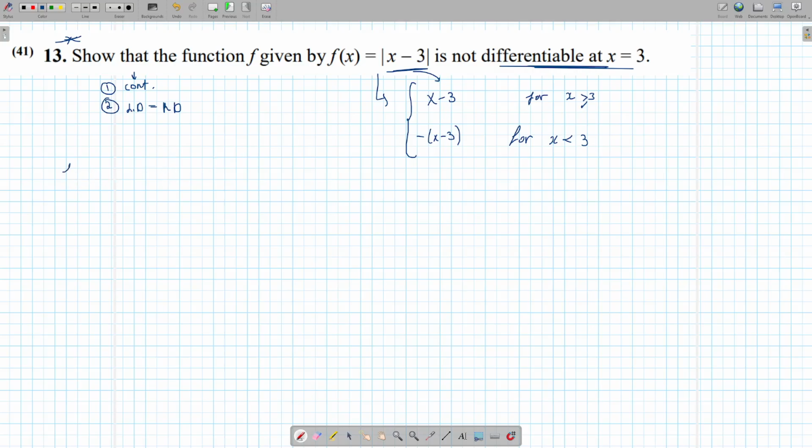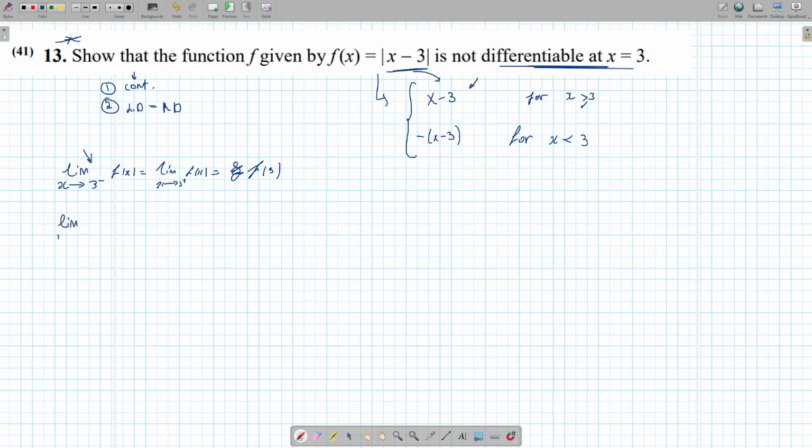Absolute value of x minus 3. We need to find what for it to be continuous. The limit as x approaches 3 minus of the function has to be equal to the limit as x approaches 3 plus of the function, which has to be equal to f of 3. Let's check the left limit. How do we do it? We substitute into which one? Here. Limit as x approaches 3 minus.